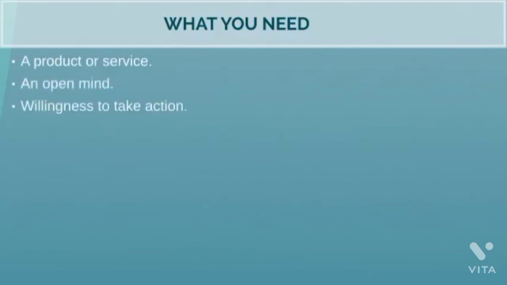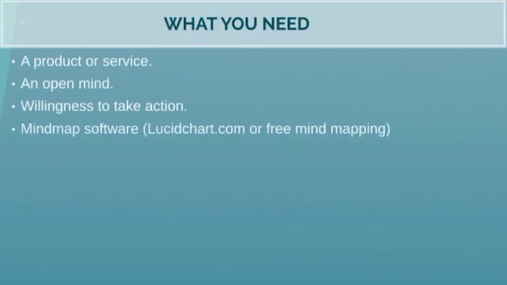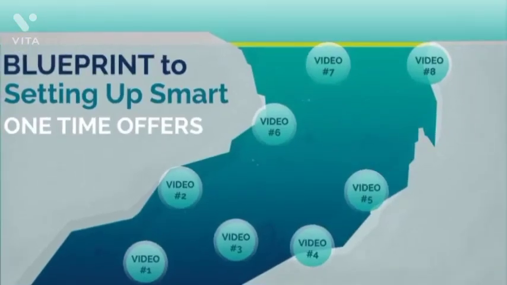So now that you have a better idea of that, here's what you need. You need a product or service, you need an open mind, you need the willingness to take action, and you need a mind map software like Lucidchart. Mapping.com is what I'm going to be using, and I love that software. Or you can use a free mind mapping software. You can even use a paper and a pen if that suits you. Whatever helps you absorb this information better, use that, because different people are different. We've got visual learners, we've got auditory learners, and we have kinesthetic learners. So whatever works best for you is best. All right. So now that we've covered that, let's move on to video number 2.